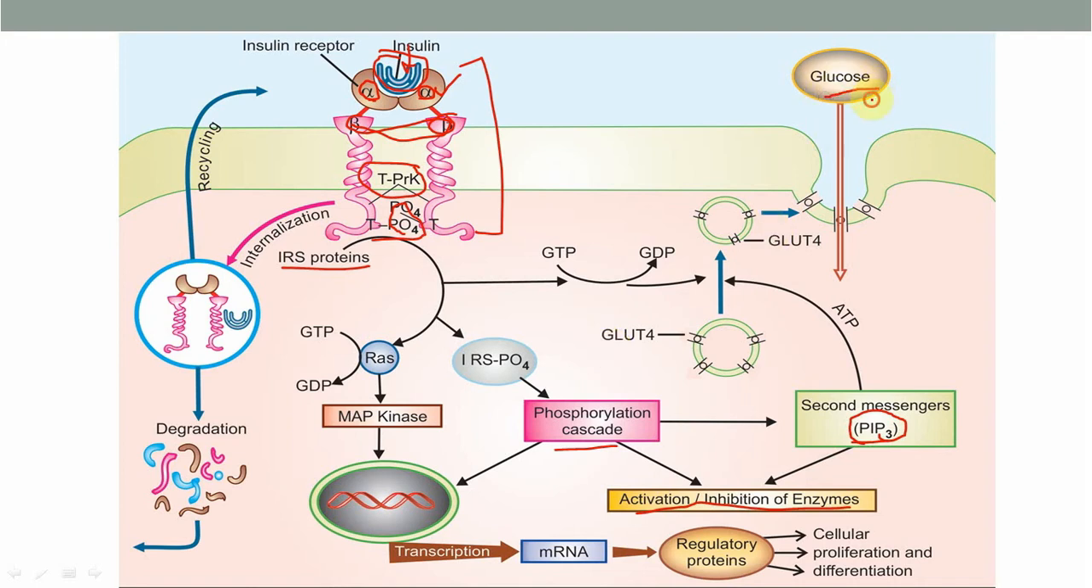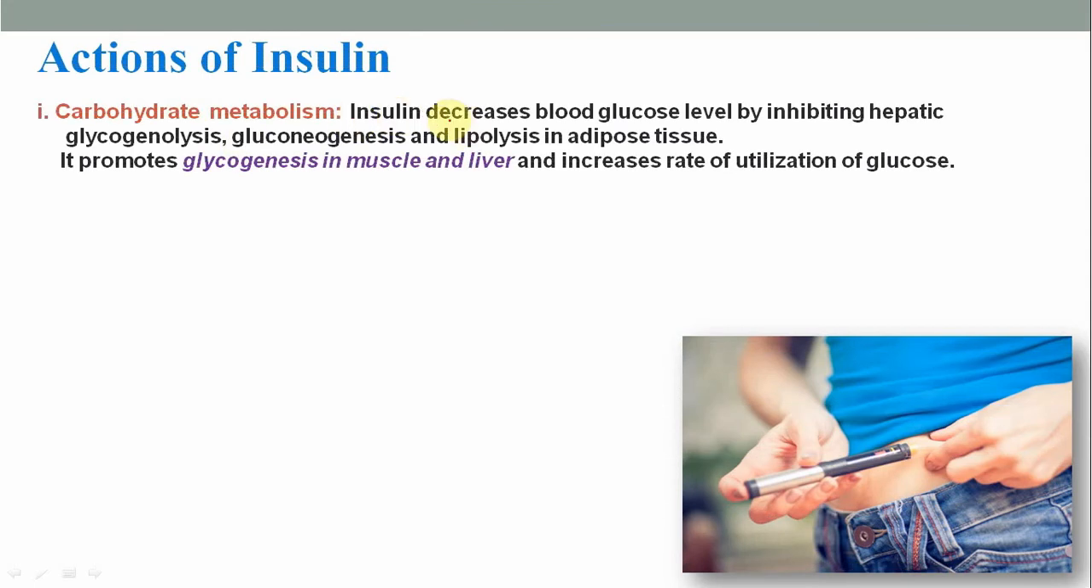Insulin increases the transport of glucose across the cell membrane by ATP dependent translocation of the glucose transporter GLUT4, by promoting its translocation to the cell membrane. Phosphorylation cascade increases the stimulation of the nucleus to form regulatory proteins which are involved in cellular proliferation and cellular differentiation. The insulin receptor undergoes internalization and then degradation, or it can be recycled and again goes to the membrane. Actions of insulin. Carbohydrate metabolism.